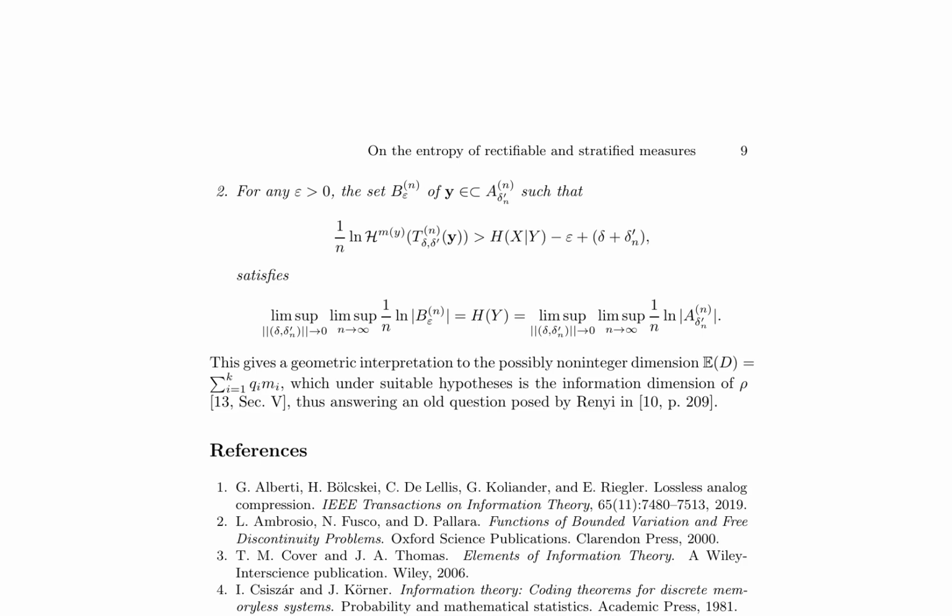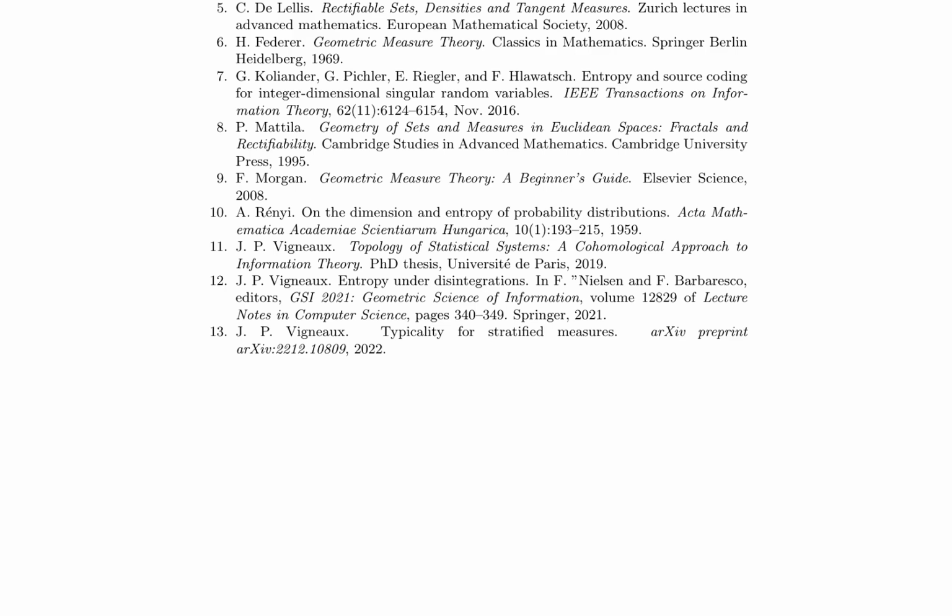The property states that as δ tends to 0 and n tends to infinity, we have lim (1/n) log B_{n,ε} equals h(Y), which equals lim (1/n) log A_{n,δ}. This result provides a geometric interpretation to the possibly non-integer dimension E[d], equal to the sum of q_i m_i for i from 1 to k, which under suitable hypotheses is the information dimension of ρ, as discussed in reference 13, section V. This answers an old question posed by Rényi in reference 10, page 209.